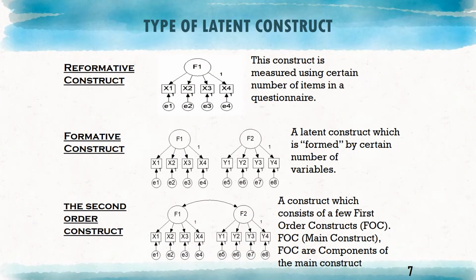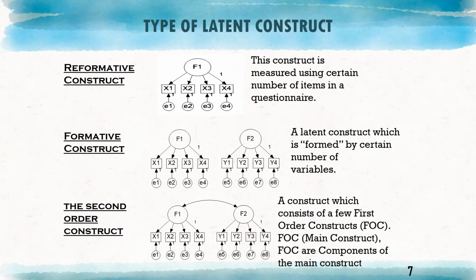Now, apart from the observed variable, there are a few types of latent construct involved in SEM. Among the types of construct that researchers need to know are reflective construct, formative construct, and second-order construct. The reflective construct, as its name implies, reflects its influence on its response items. The single-headed arrow flows from the construct onto its items. A formative construct is a latent construct which is formed by a certain number of variables. The variables forming the formative construct are directly measured, thus no measurement error is required. The formative construct can also be an exogenous as well as an endogenous construct in the structural model.